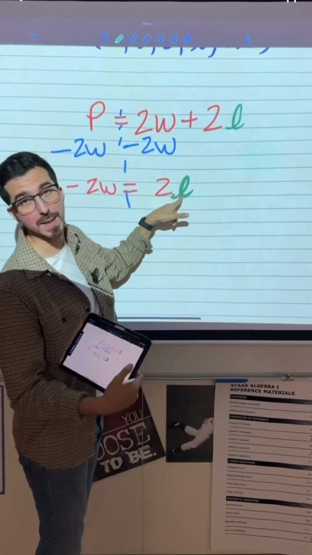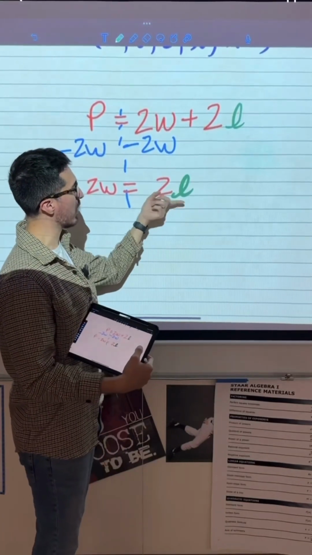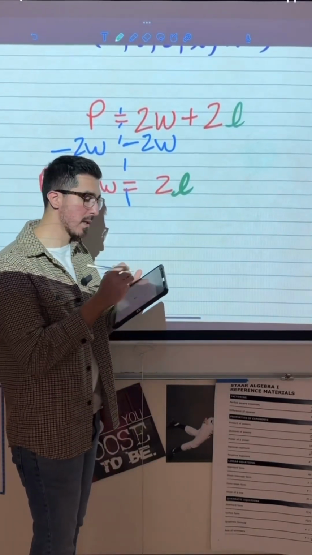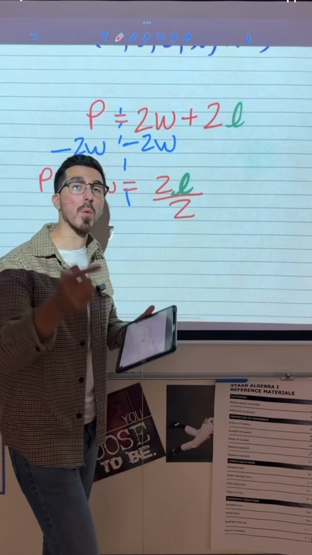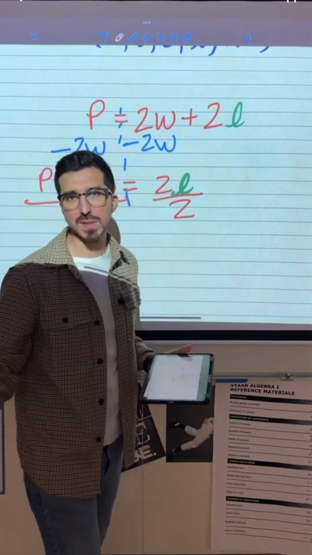Next, I want L by itself. I don't want 2L, I just want 1L. So what we do is we take the coefficient in front of here and we divide by that. So I'm going to divide by 2, but what I do to one side, I have to do to the other side. Divide by 2, and then we simplify.